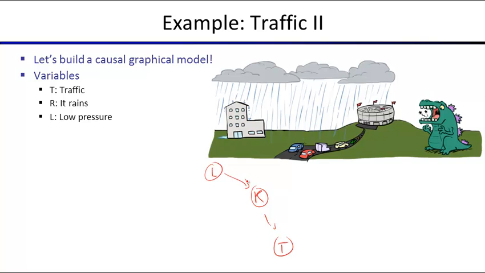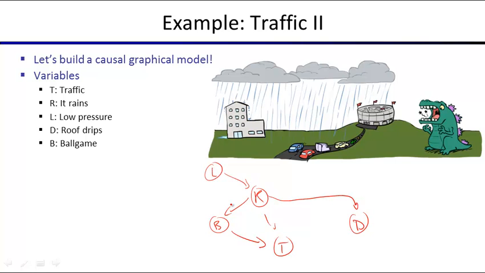Do we want an arrow from low pressure to traffic? That depends on whether you think traffic is also caused directly by low pressure or not. We'll assume not. The roof is dripping. Let's have the direct causation be from whether there is rain or not. There's a ball game or not. Well, let's say that that's influencing how much traffic there is, and maybe the rain could influence it because maybe whether there is a ball game or not is influenced by how much it is raining.